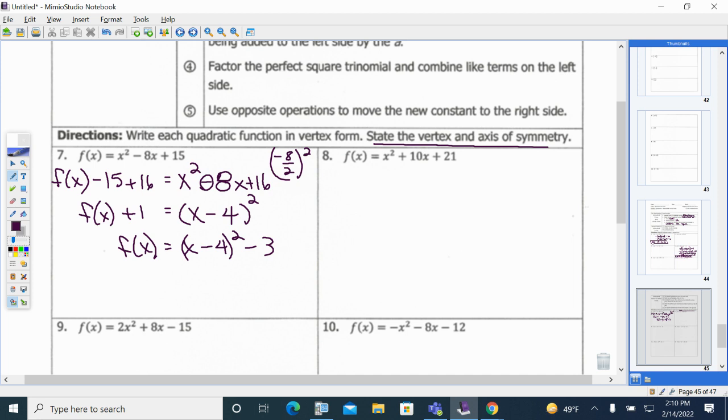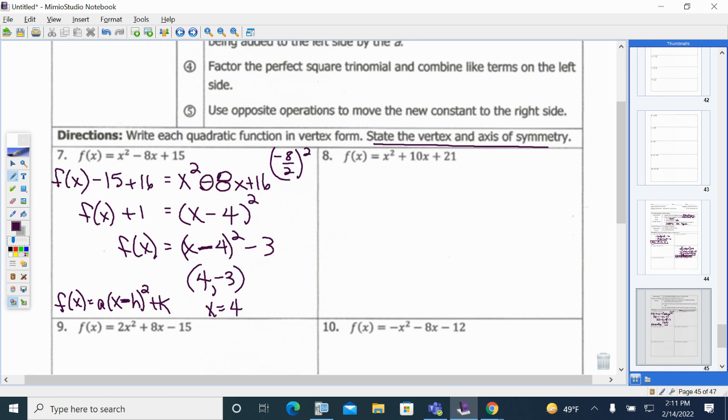So if the vertex form of a quadratic is f of x is equal to a times (x minus h) squared plus k, if there is a minus here, what sign does that 4 actually have attached to it? Well, it's a positive 4 because the minus is in the formula. So in order for that to be a minus, which it is, the 4 is a positive 4. So the vertex is at (4, negative 3), and our axis of symmetry is x equals 4.